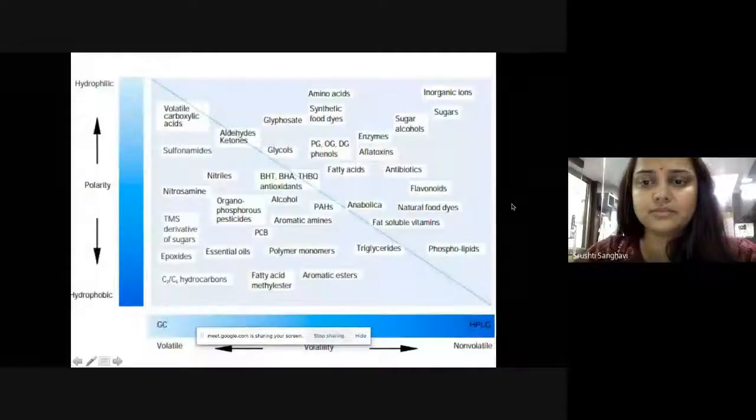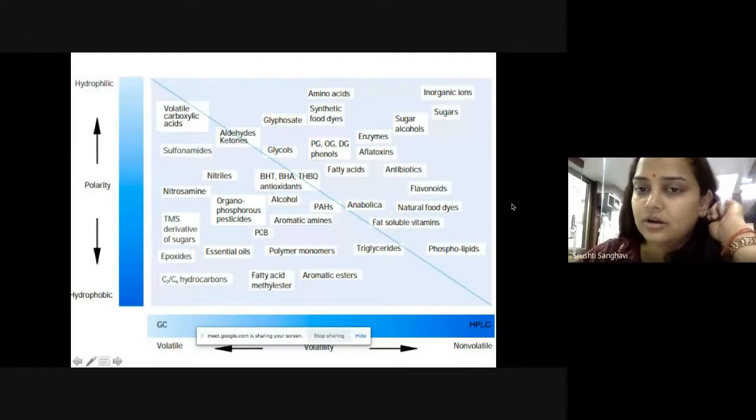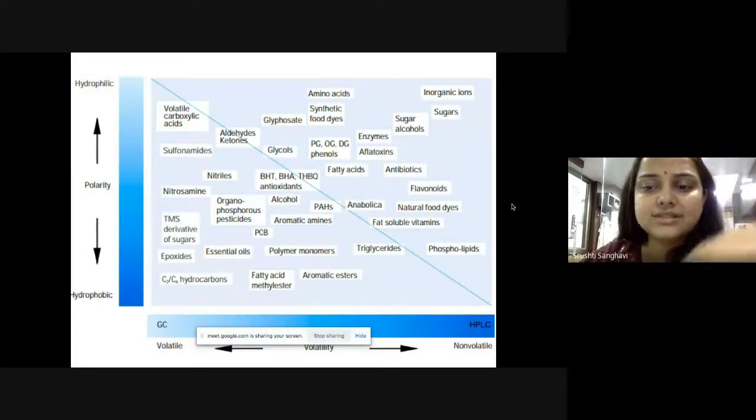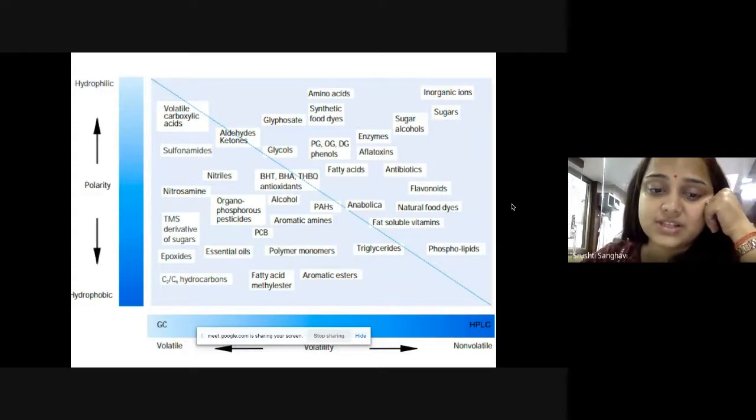I would rather say that when you're detecting explosives through gas chromatography, even if it is running at very high temperature, it's probably one of the safest methods, after HPLC. Let me just put this slide on your screen for your context. This slide basically talks about how you decide if a sample is more suitable for HPLC or for GC.